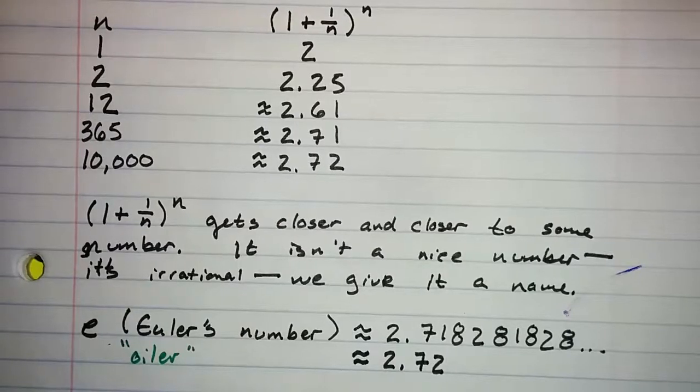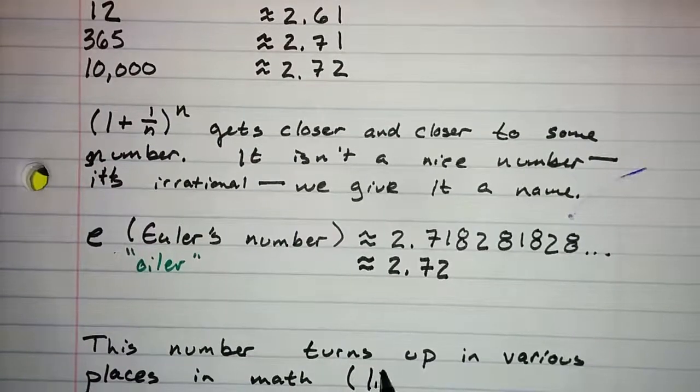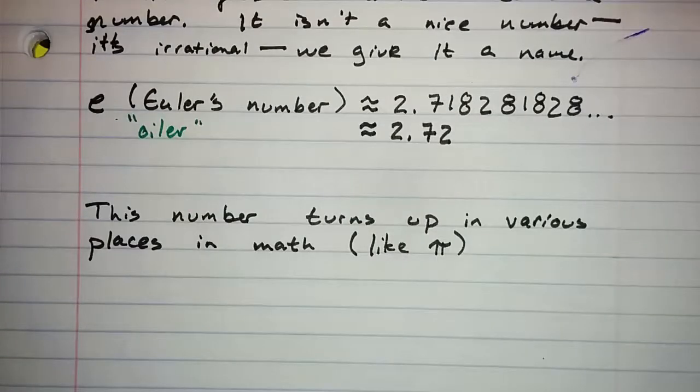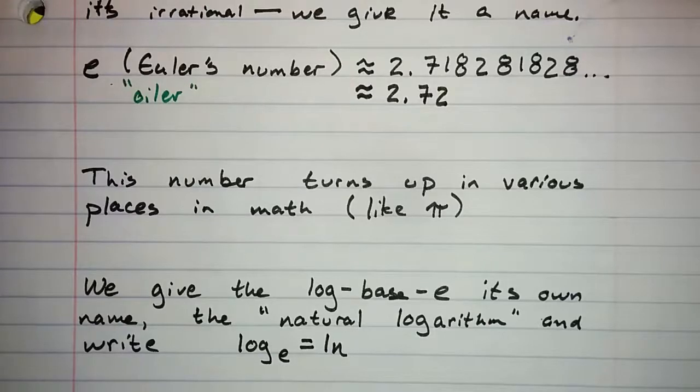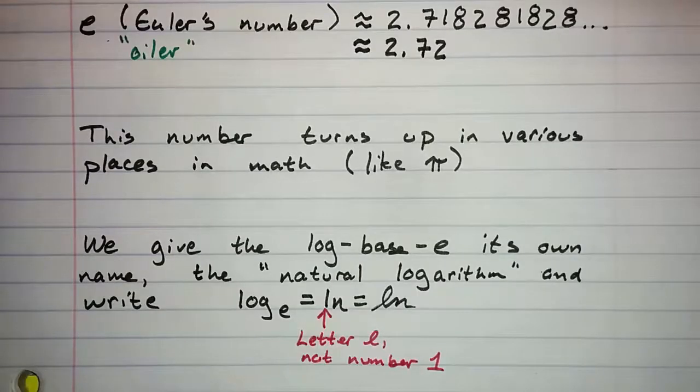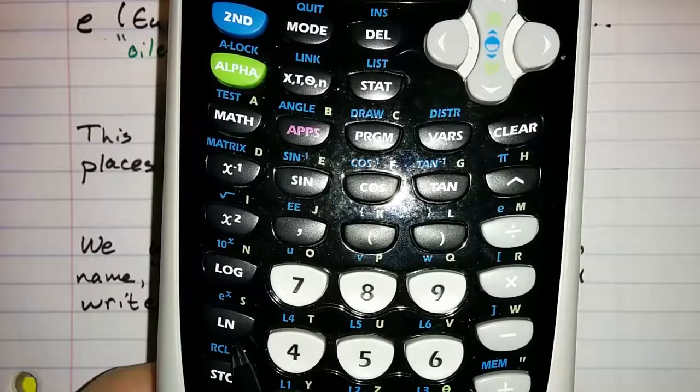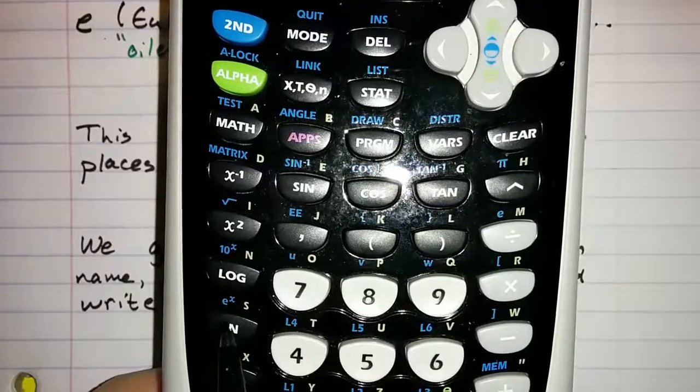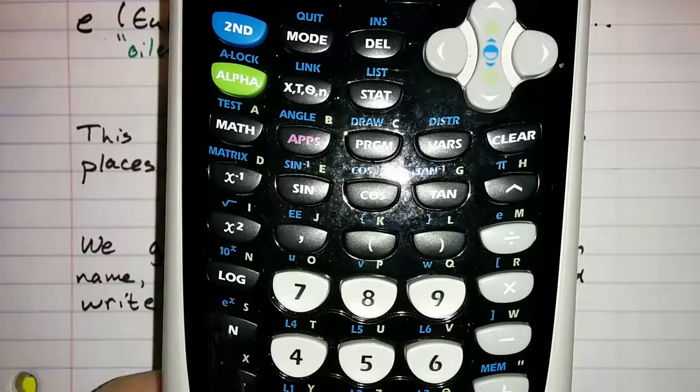And it turns out that this number comes up frequently, just like pi does. And it turns out to have some really nice properties for doing calculus too. Those properties are so nice that we give the log base e its own name. We call it the natural logarithm. And we write ln. And I usually write ln in cursive so that I know I didn't write 1n. That's not required, but remember, that's the letter L, not the number 1. One of the main reasons we bring this up at this point, other than so that when you see it again you'll have seen it before, is that your calculator has a log button. It also has a natural log button. And notice the second function of this natural log button is e to the x.